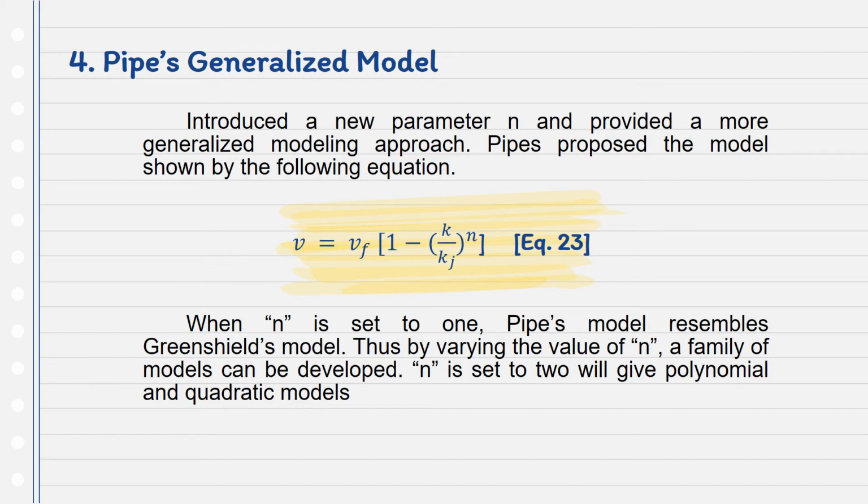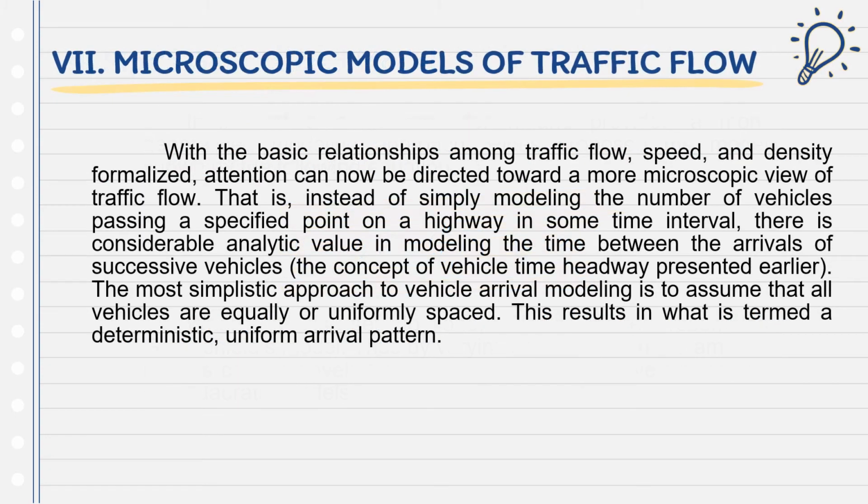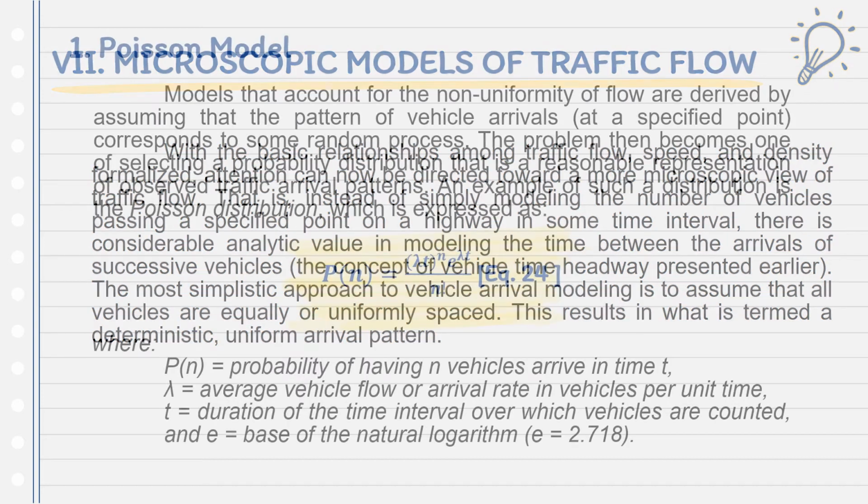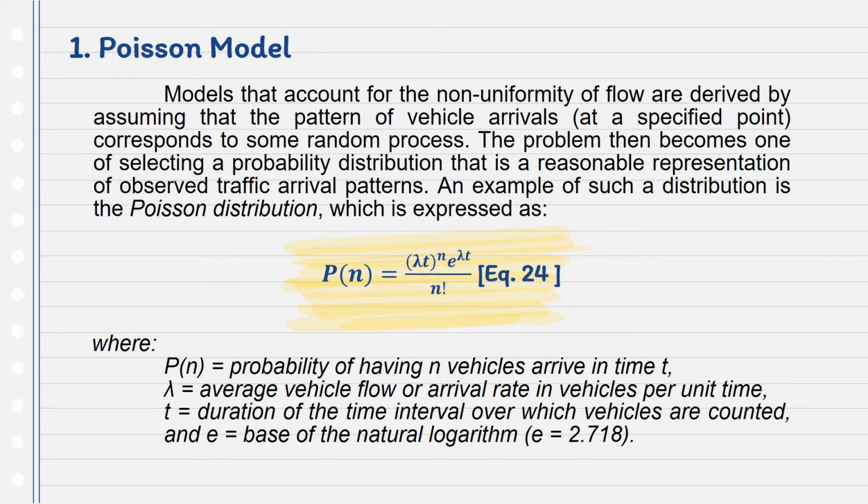Next, we proceed to the microscopic model of traffic flow. Microscopic traffic flow, in simple terms, attempts to analyze the flow of traffic by modeling driver-to-driver and driver-to-road interactions within the traffic stream. An example of the microscopic traffic flow was proposed by the French mathematician Simeon Denis Poisson, which is called the Poisson model.